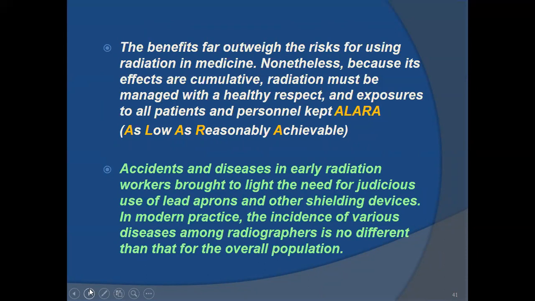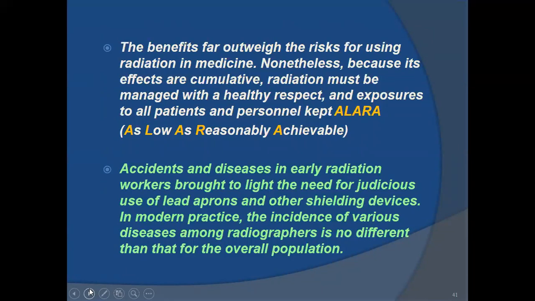We have much better equipment, much more sensitive receptors, so we are delivering a much lower dose than we ever have. As technologists, we all need to follow ALARA, which is as low as reasonably achievable. We need to do everything that we can to minimize patient dose. Remember, our objective with every exam is to produce the highest quality images with the lowest possible radiation dose.